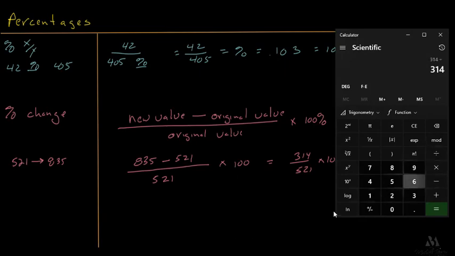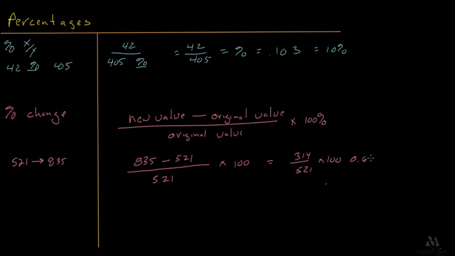So we're going to divide by 521. We get 0.6026. We multiply that times 100, and we get 60.26%. We have 3 significant digits, and so our final answer is going to be 60.3%.